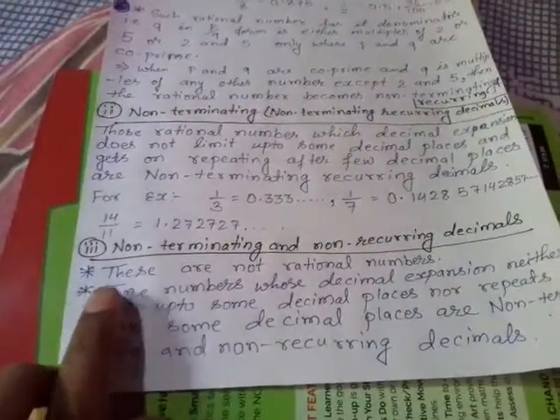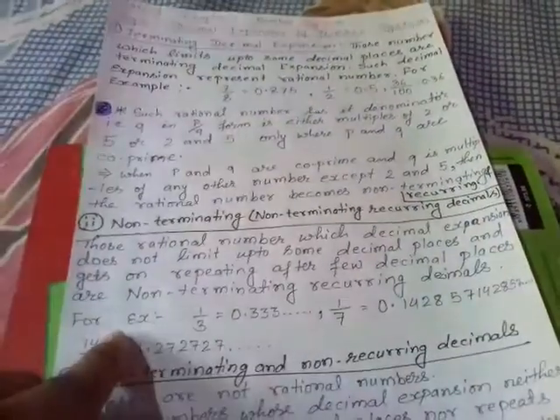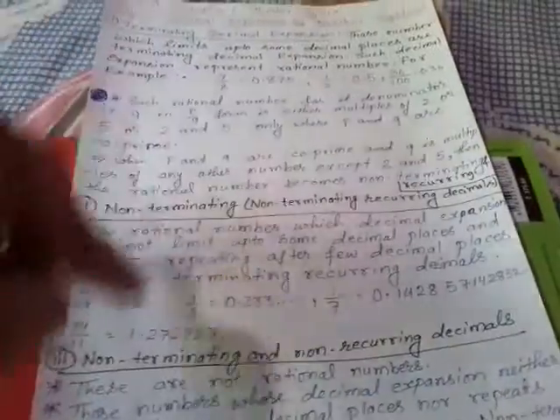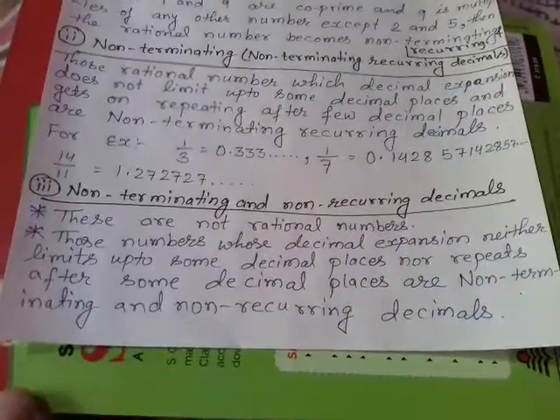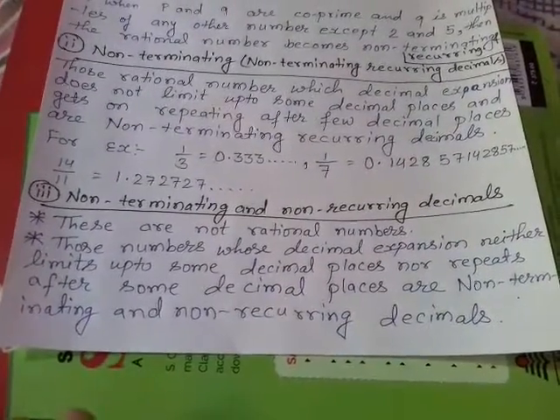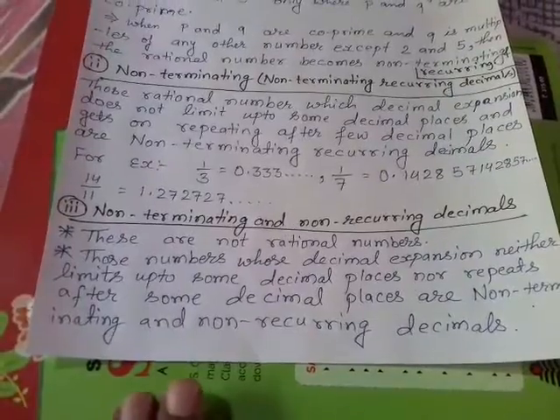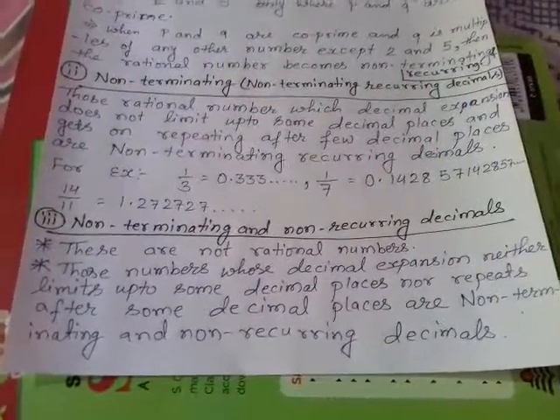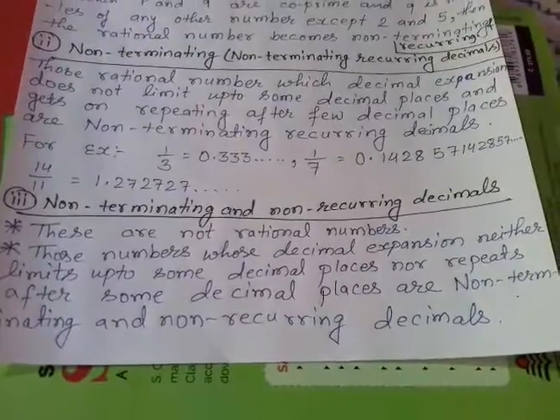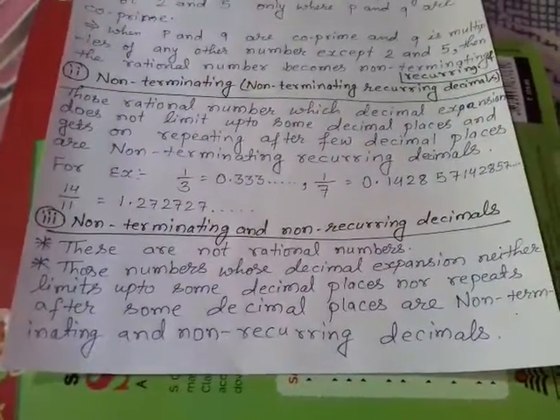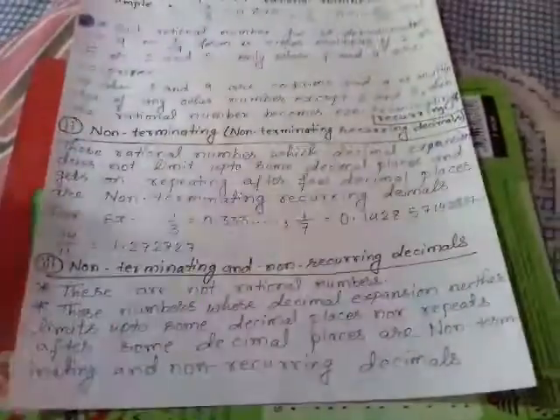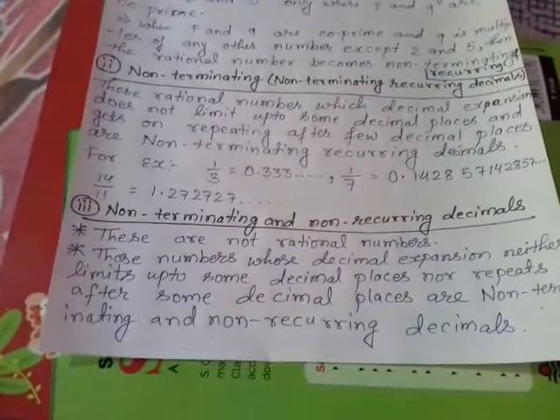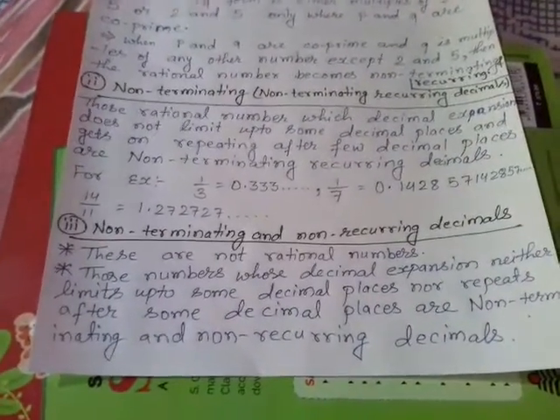Now we will see non-terminating, non-recurring decimals. At first point I had written these are not rational numbers. The above 2 are rational numbers: terminating decimal expansion and non-terminating recurring decimal expansion. Both are rational numbers, but non-terminating, non-recurring decimals are not rational numbers. They are irrational numbers. I have written its definition. You can see those numbers whose decimal expansions neither limit up to some decimal places nor repeat after some decimal places are non-terminating, non-recurring decimals. I hope you are understanding. That should not repeat and should not end in decimal places.